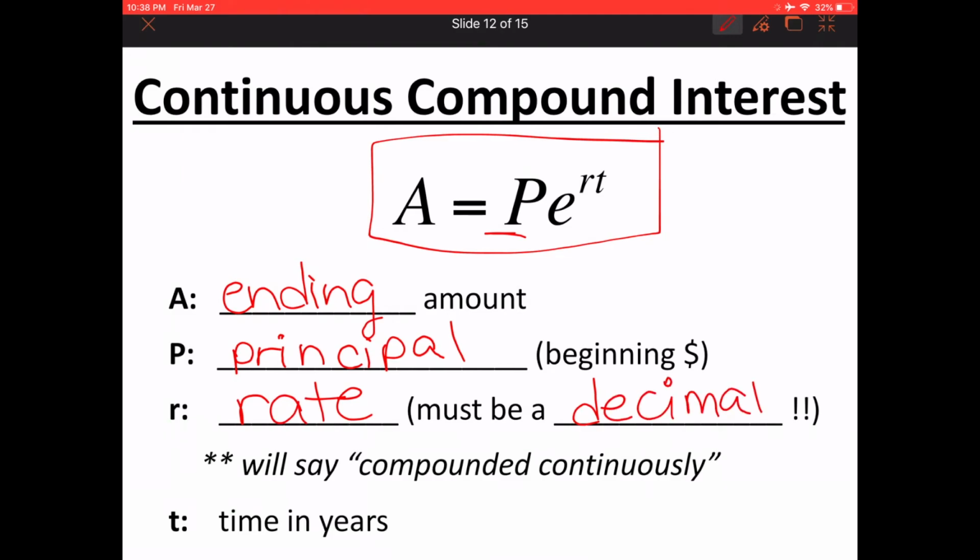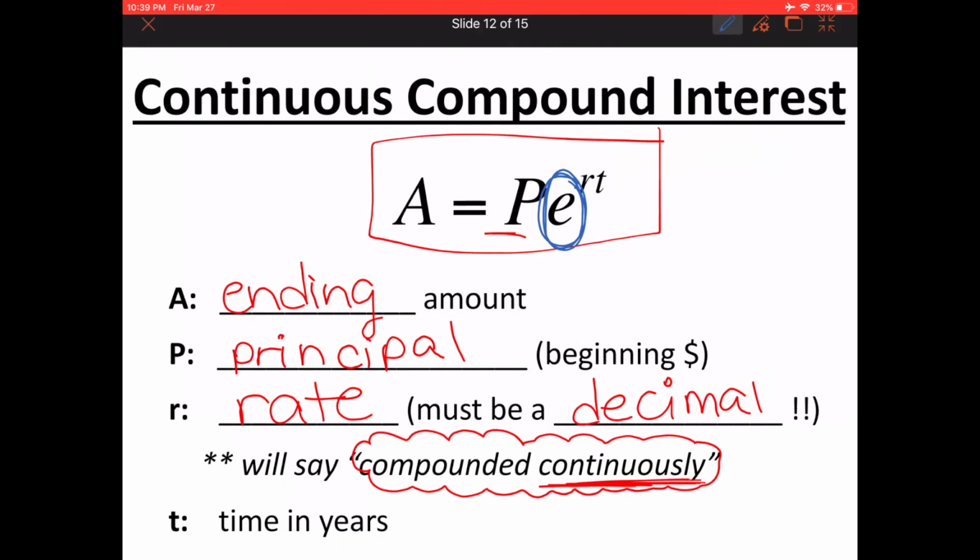Now, how do you know when to use this equation instead of the other one? Because it's going to say that phrase, compounded continuously. If you are told it is compounded daily or compounded weekly, then we use our other compound interest formula. If it is compounded continuously, then you have to use this formula that involves the letter E.